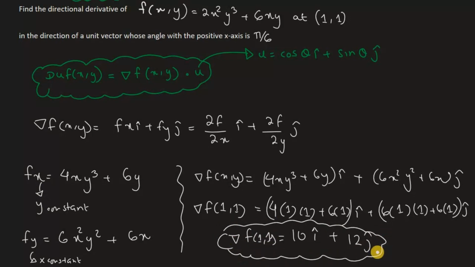That was not our job to find the gradient. Our initial job was to find the directional derivative, and we have the gradient right now. So what are we missing right now? We're only missing the unit vector. So let's find the unit vector now.